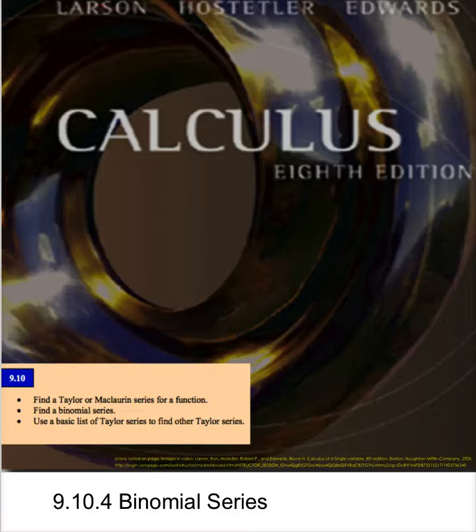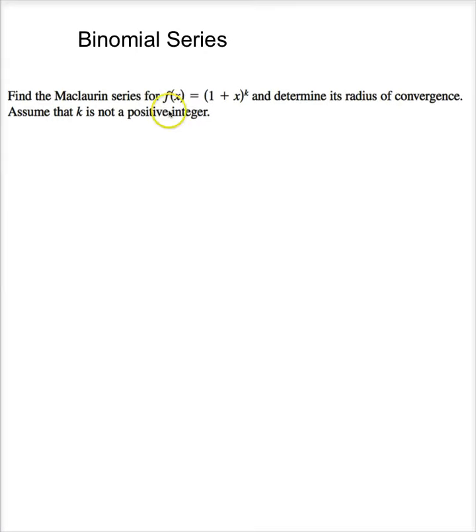The binomial series can be written of the form f of x is (1 plus x)^k. Now let's look at what happens when we find the Maclaurin expansion of this. Well, f of x is (1 plus x)^k. So f prime of x is k times (1 plus x)^(k minus 1).